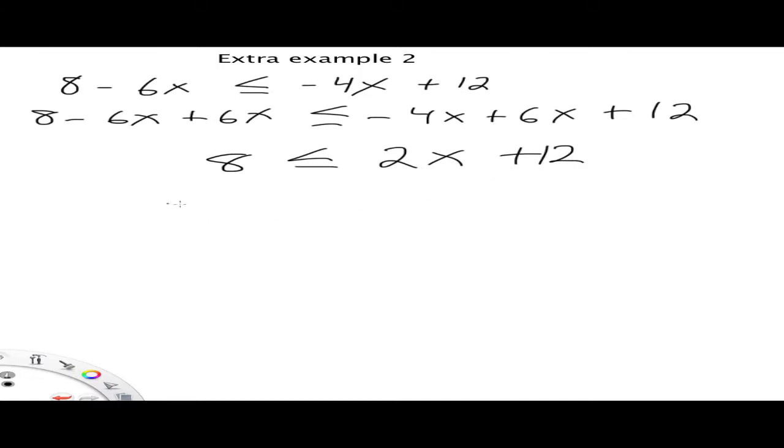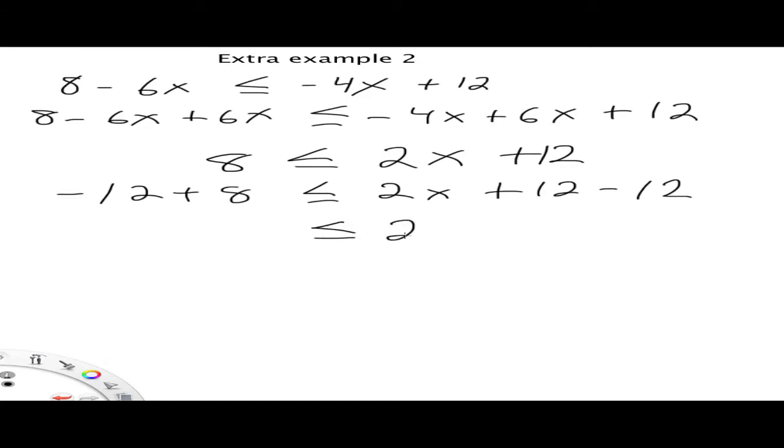Now I subtract 12 from both sides. So negative 12 plus 8 is less than or equal to 2x plus 12 minus 12. That's going to be 0. 2x is greater than or equal to negative 12 plus 8, or negative 4. I'm going to divide this by 2, or multiply by the reciprocal. So I'm going to multiply by 1/2 times negative 4 is less than or equal to 2x times 1/2.